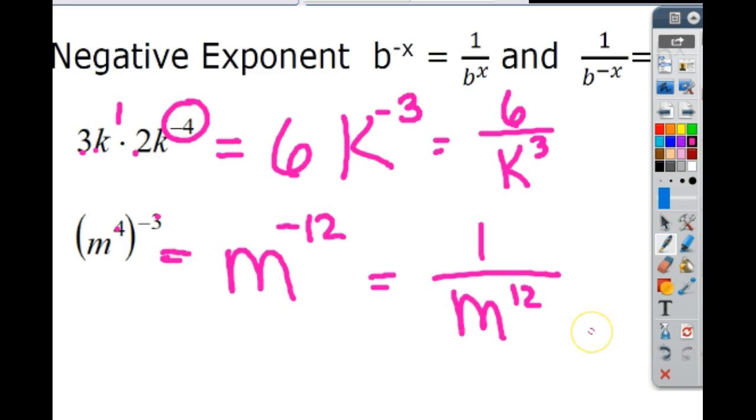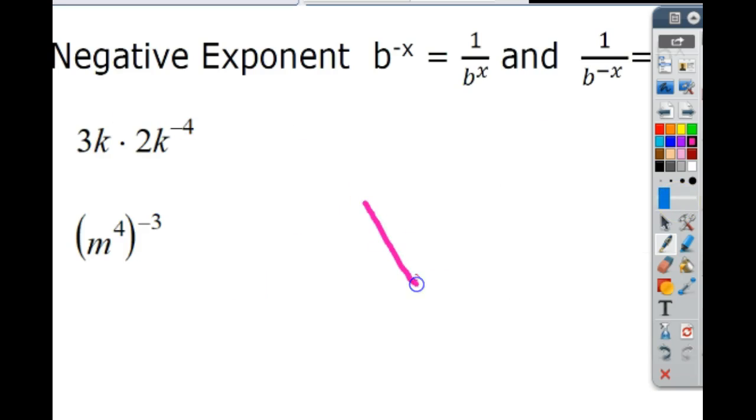We're going to come up with some problems like that. And I forgot to put an example up here on the board just to remind you. Anything to the 0 power is equal to what?